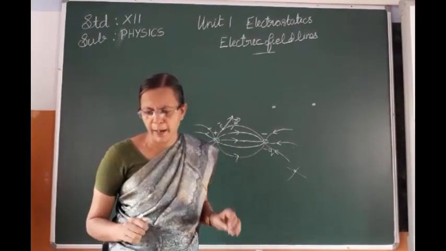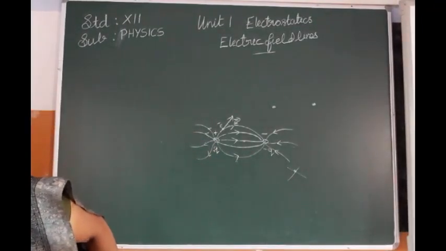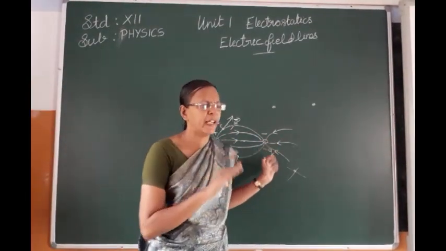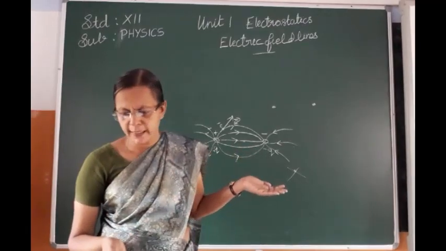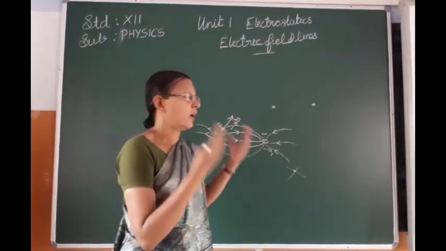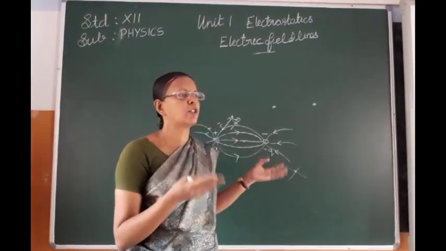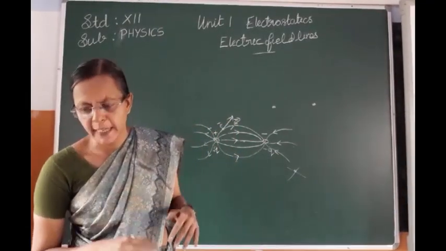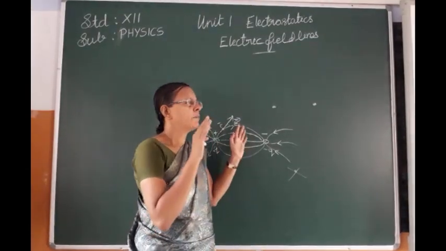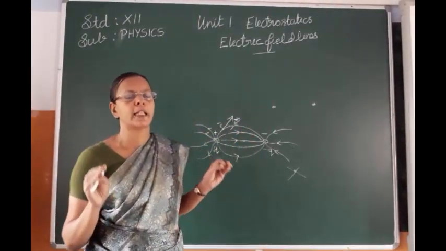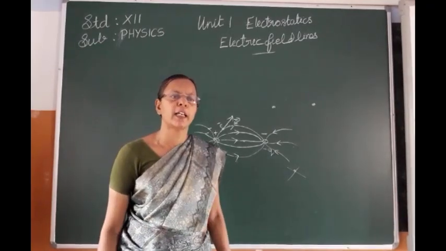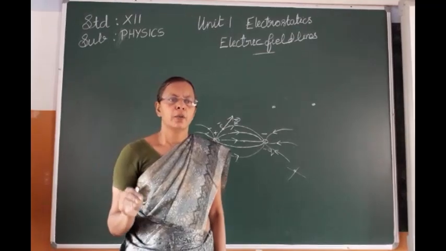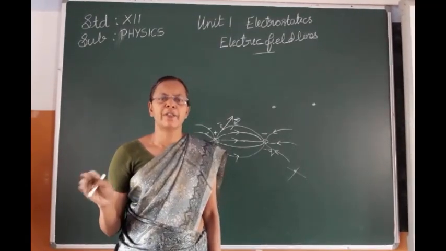In the last point, the number of electric field lines emanating from, or originating from, the positive charge and ending at the negative charge is directly proportional to the magnitude of the charges. Okay, these are the rules followed for electric field lines.